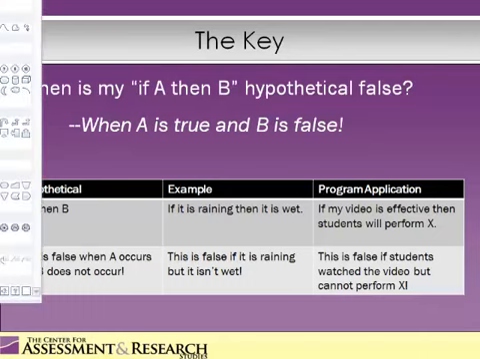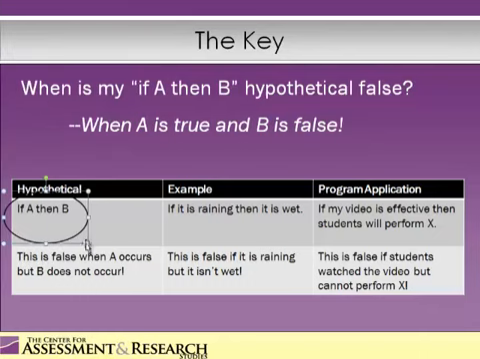So let's take a closer look at this to see how it may work. So here, once again, my hypothetical says if A, then B. And I have mentioned that this will be false when A actually occurs, A is true, but B does not occur. So if I were to take my other example and say, well, if it is raining, then it is wet, and simply ask, well, what would make that statement false? And we would say, well, this is false if indeed it is raining, but it isn't wet.